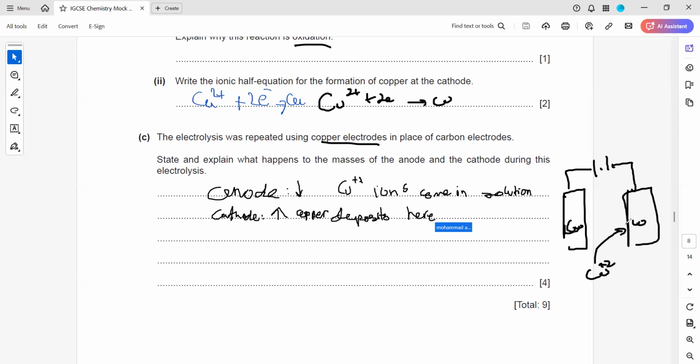So when the copper ion moves towards the cathode, it will stick to the cathode, the ion turns into an atom. So the mass will increase for the cathode. And to overcome this change, the copper atom will turn into a copper ion by loss of electron. So the mass of the anode will decrease, because the copper atom turns into a copper ion. And the mass of the cathode will increase because the copper ion turns into a copper atom.